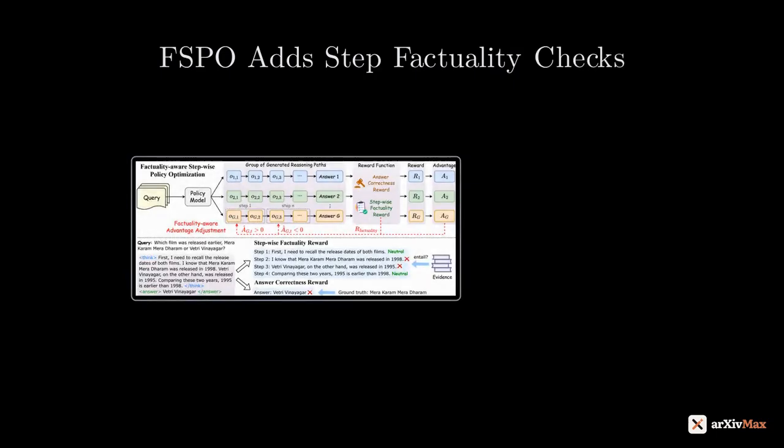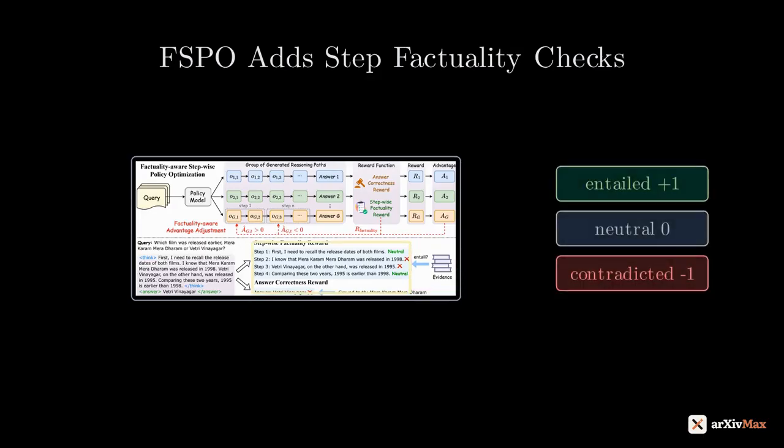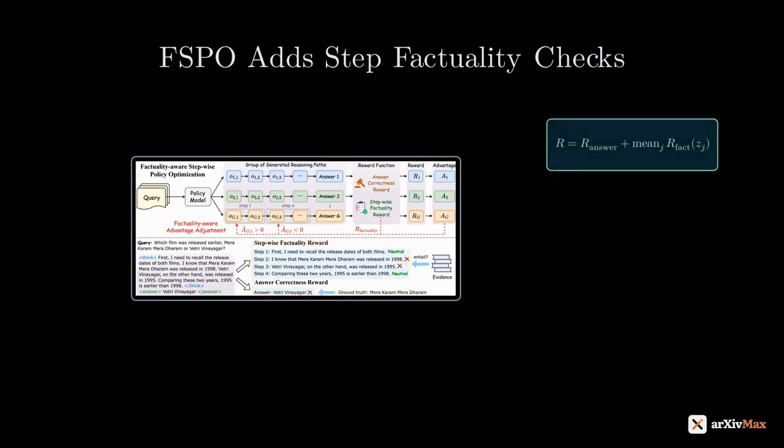FSPO stands for Factuality-Aware Stepwise Policy Optimization. It starts from GRPO but adds a step-level factuality reward. First, the model's reasoning output is split into sentences. For each sentence, an automated verifier checks entailment against supplied evidence, for example, Wikipedia passages for a knowledge question. This gives a factuality reward per sentence. +1 for entailed, -1 for contradicted, 0 for neutral. The total reward combines the sentence average with the original binary answer reward.